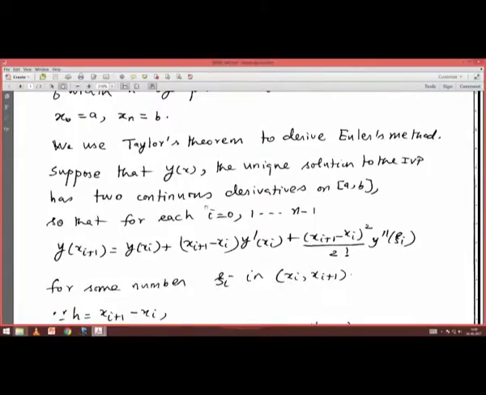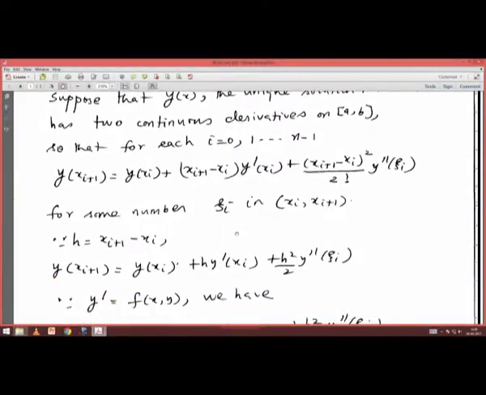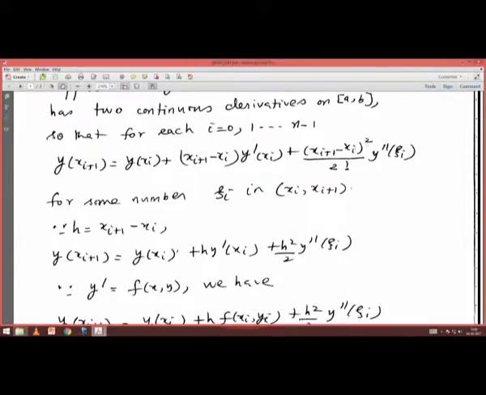Suppose y of x, which is the unique solution to this initial value problem, has two continuous derivatives on the closed interval [a, b]. Then by Taylor's theorem we know y at xi+1 is y of xi plus (xi+1 minus xi) into y prime of xi plus (xi+1 minus xi) the whole square by 2 factorial into y double prime at psi i, for some number psi i which lies between xi and xi+1. So, this xi+1 minus xi is the step size h.